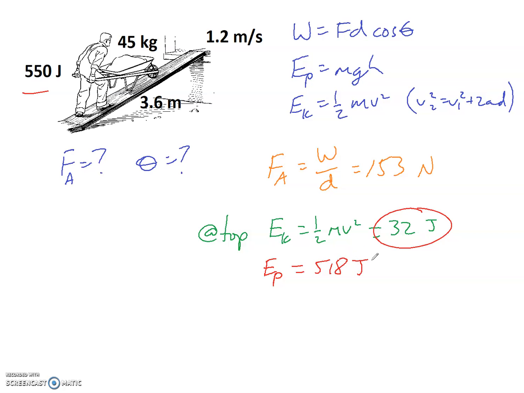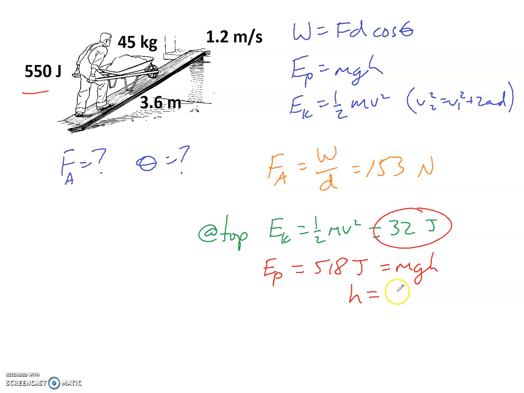Because whatever work he did, that went to two things. Number one, lifting it, as well as moving it and having speed at the top. So the total energy of these two put together have to add together to give me my 550. Well, now that I know how much potential energy it has, I can use my mgh expression to solve for the actual height of the ramp.